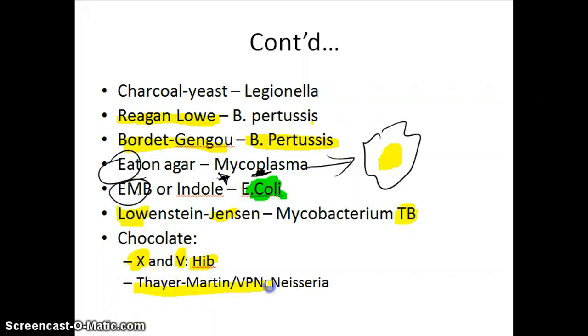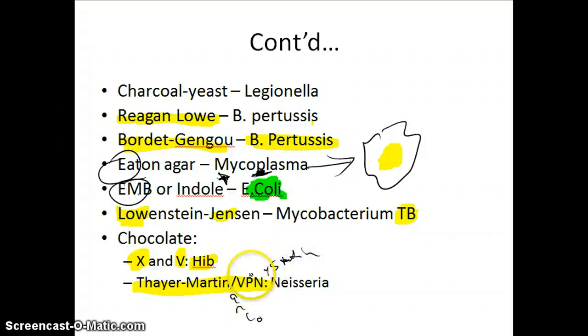If you come over here to Thayer-Martin agar with VPN, then we're talking about Neisseria, and the reason why is because the V is for Vanco. That's going to knock out most of your gram-positives, all right? Except for group D strep, it's gram-positive resistant. But anyway, that'll mostly get your gram-positives, Nystatin, that's going to get rid of your fungi, okay?